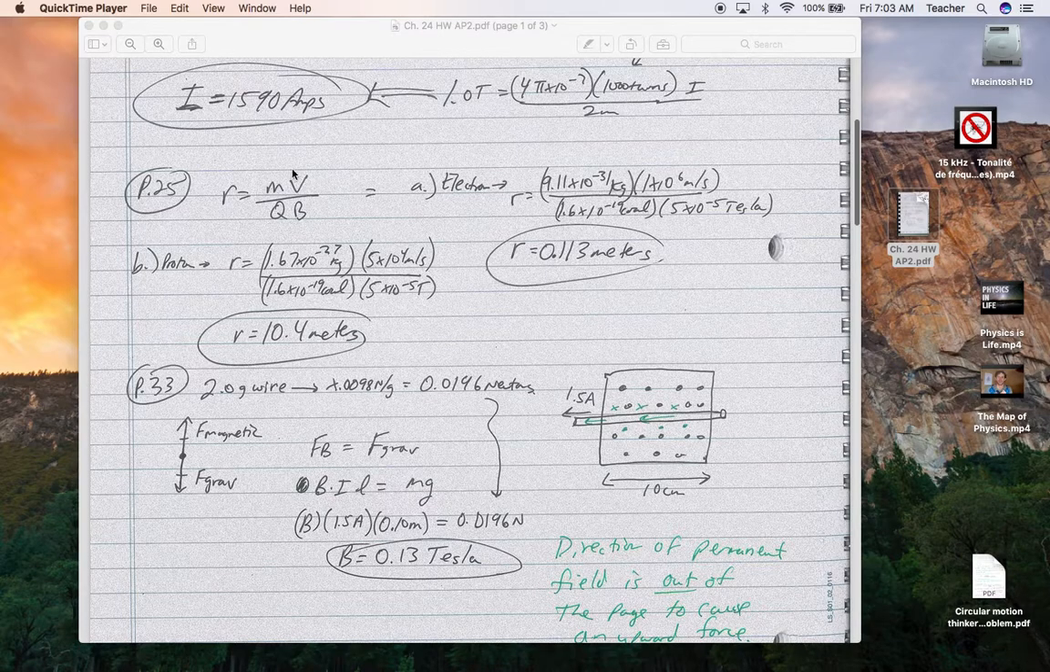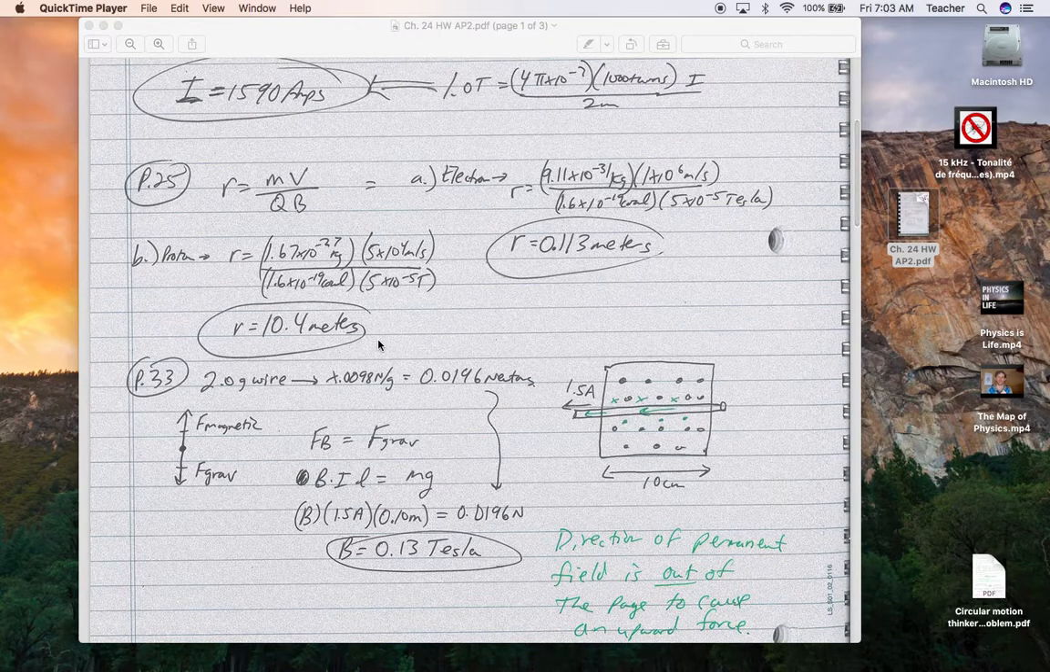Problem 25 should be similar to things that you end up doing in active physics. It's relating a magnetic force to a centripetal force. So the centripetal force formula is mv squared divided by r. In this case, the magnetic force is acting as a centripetal force, and that's mv over qB. So the radius for the electron is 0.113 meters, radius for the proton is 10.4 meters.